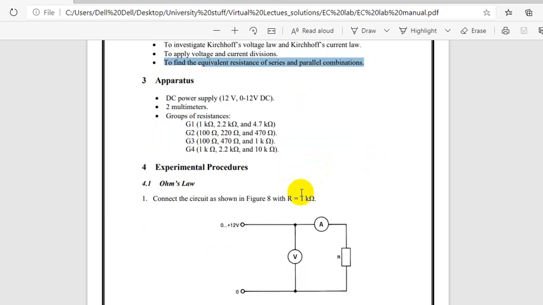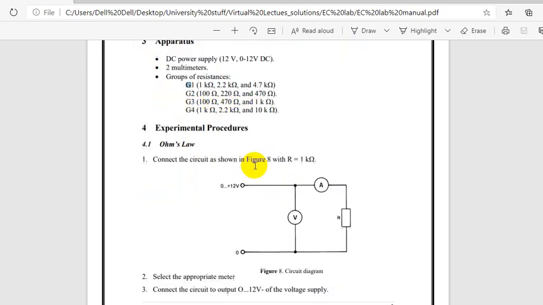So apparatus means before you start the experiment you should have a clear idea of what components we are going to use. Here it is a DC power supply. When we start the experiment I will show you what it is. DC power supply, 2 ammeters and groups of resistance G1, G2, G3, G4. G1 is 1 kilo ohm, 2.2 kilo ohm, 4.7, 100, 220, 470. These are the groups of resistance.